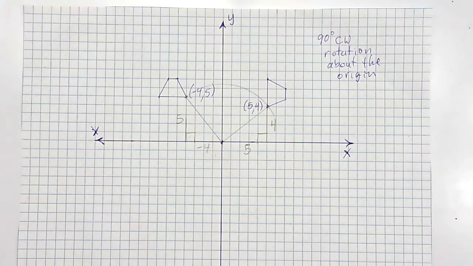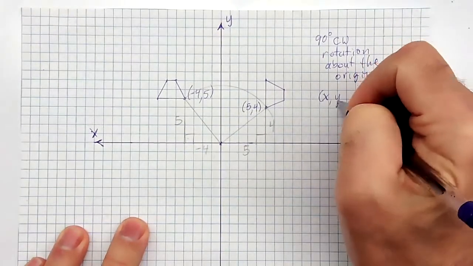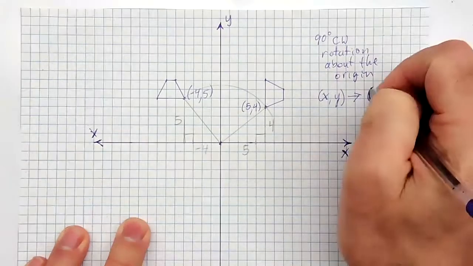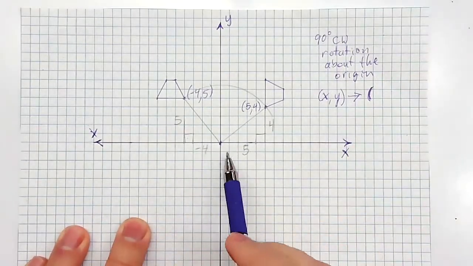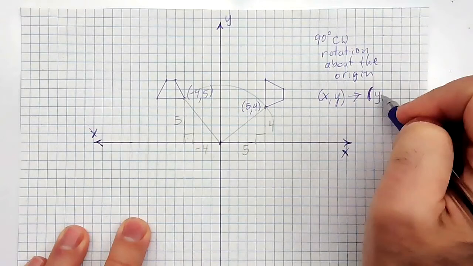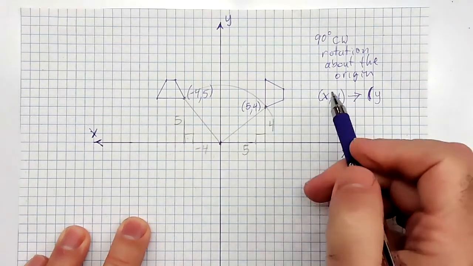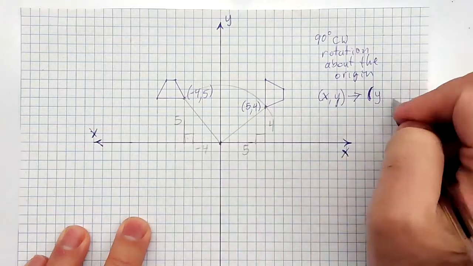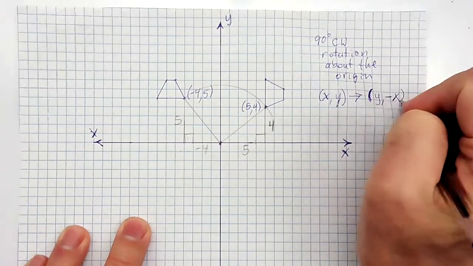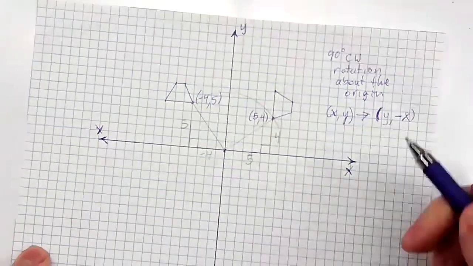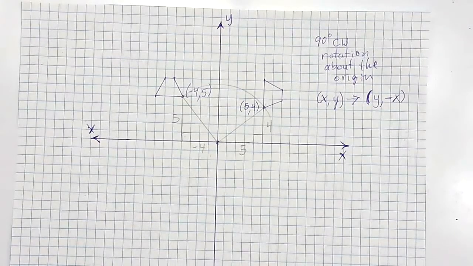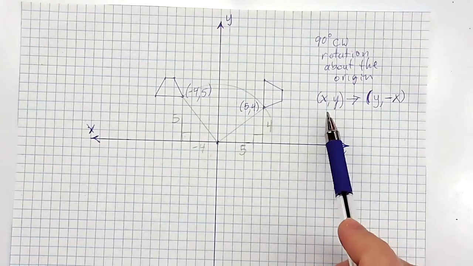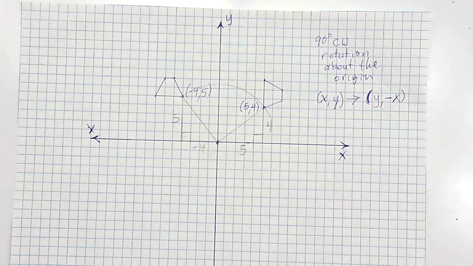Okay, and right there is our rule that our x, y maps to our y, which was 5, just moves to become our x value. So let's put that y as our x value. And what does our x value do? It becomes our y value and it takes the opposite value. So y, opposite x. Okay, so there's our rule for a 90-degree clockwise rotation about the origin. Our x, y becomes y, opposite x. All right, and we could do the same thing with each of the points.